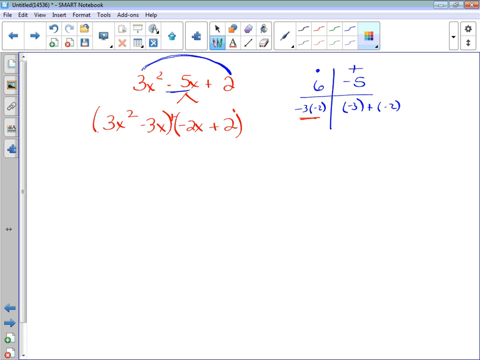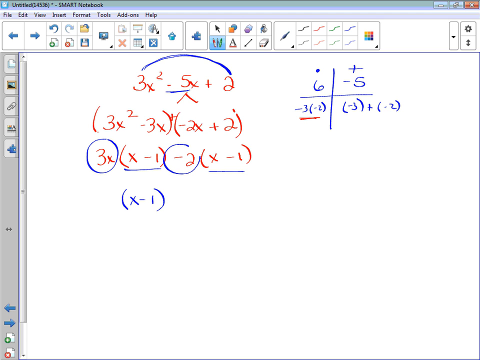Out of the first group, we can take a 3x. See, you get x minus 1 left. Okay? Second group, we want to take a -2 out of there so that we have x minus 1 left, because these have to match. Yeah? Okay. That is one of your factors, x minus 1. Then these leftovers create your other factor. Okay? Coming back to you? Yeah? All right.